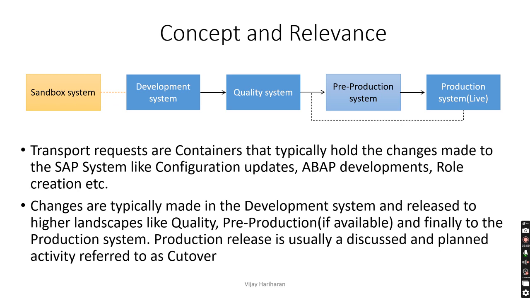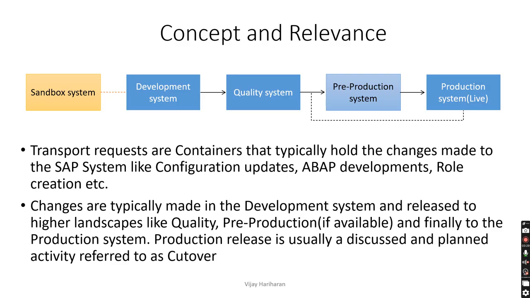And then you have the quality system. Development system typically has a low amount of data or dummy data. In quality system, you will have a little bigger volume of data and more close to the production kind of data, or at least the different scenarios.